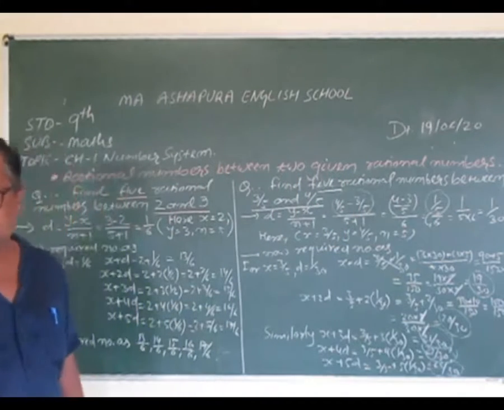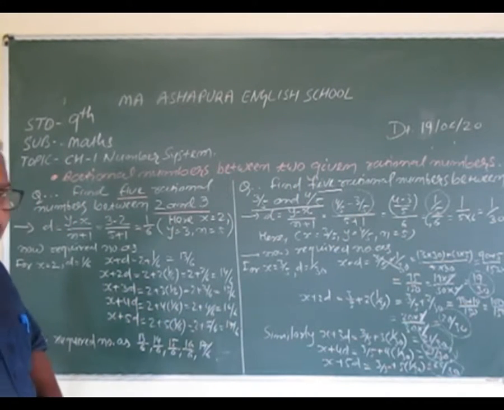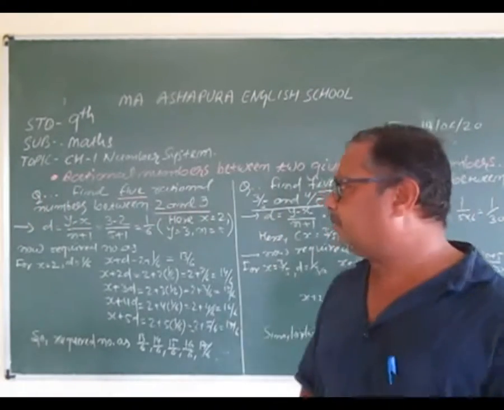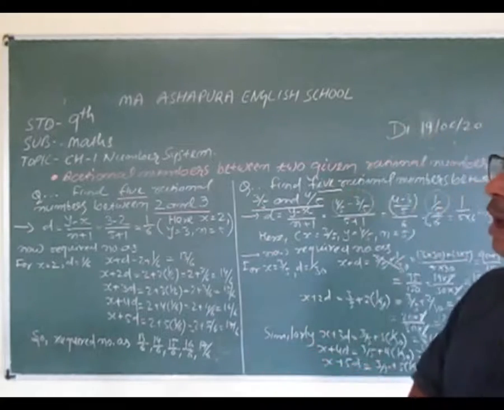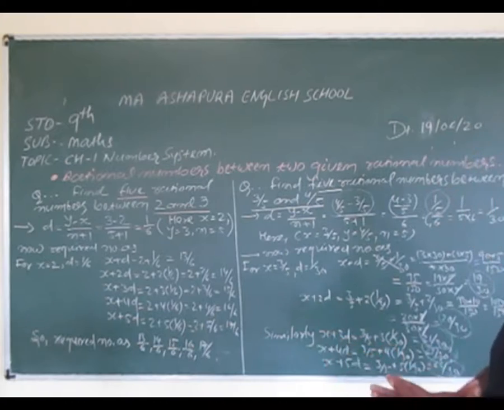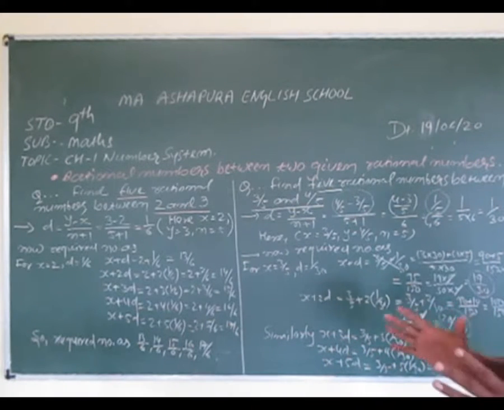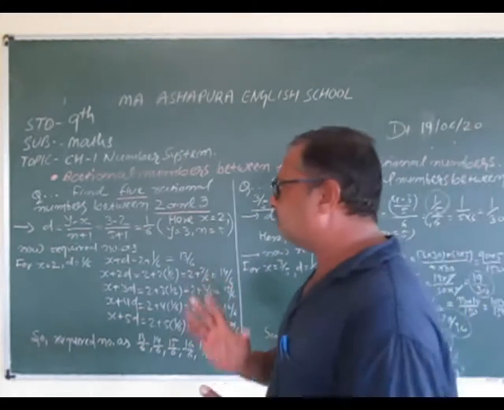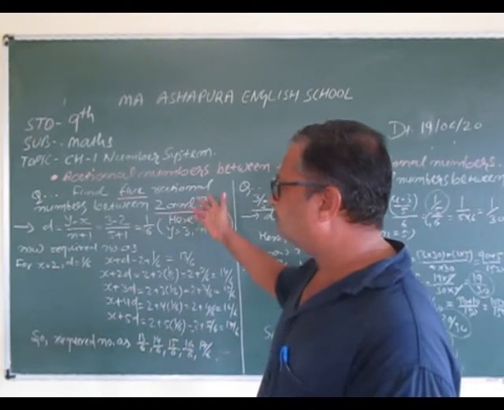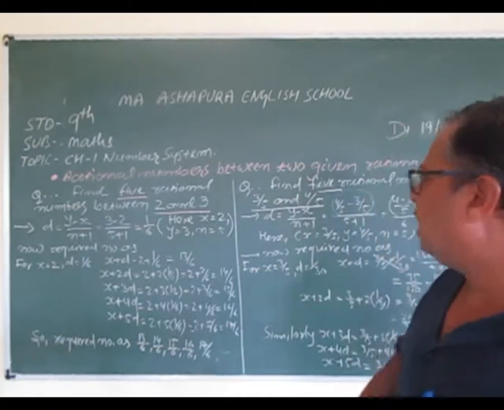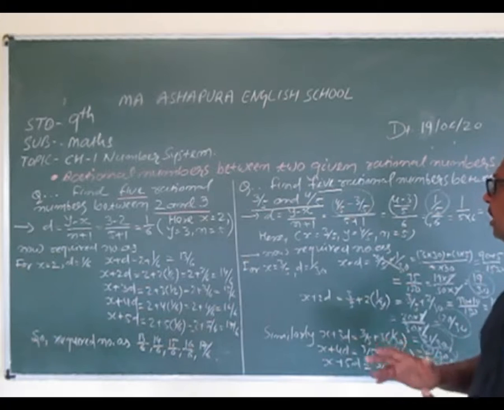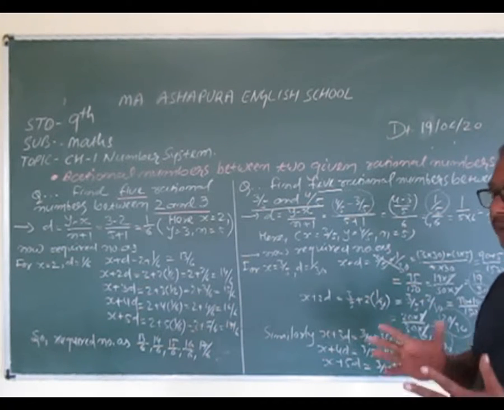So dear students, I hope you understand very well both the different types of examples we calculated and discussed here. Our topic, rational numbers between two given rational numbers, is complete. Here we discussed two questions. The first question had given integers and we found 5 rational numbers between them. And for the second example, we had fractions and found the 5 rational numbers between them.